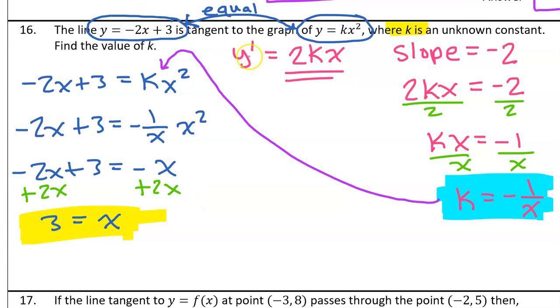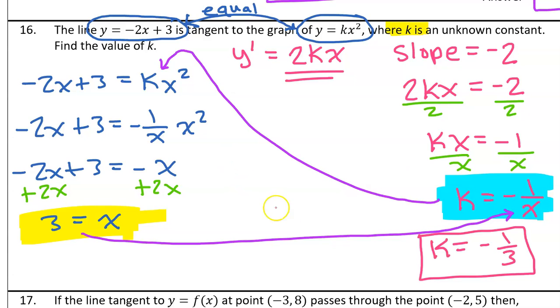What were we trying to find? We're trying to solve for k. We have an expression for k. We just found out what x is. What if we go ahead and plug this x in right here? That's it. K is equal to -1/3.